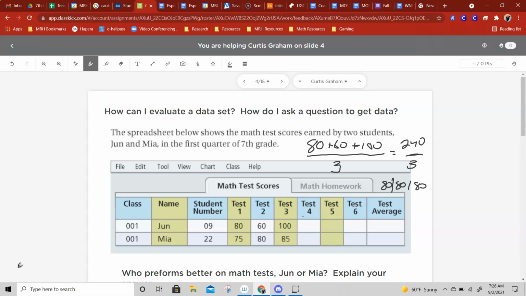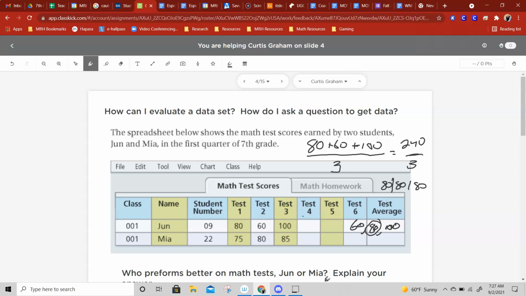Right. Another one we talked about was median. Median, we need to put things in order first, so I'm going to do that. So 60, 80, 100. So the median here is 80. Mode is the most common number. There is no most common number for June, and there is no most common number for Mia, so there's no mode in these ones. Okay.